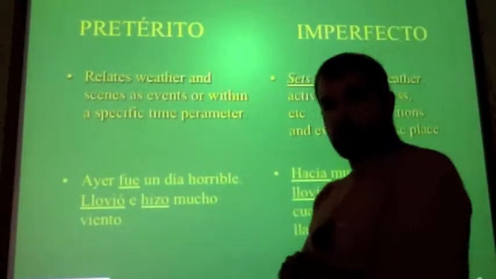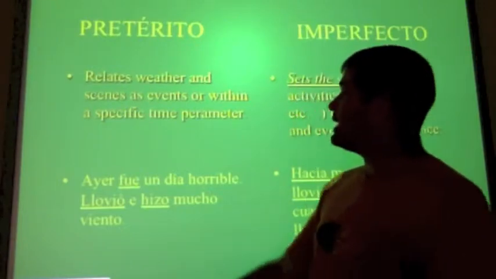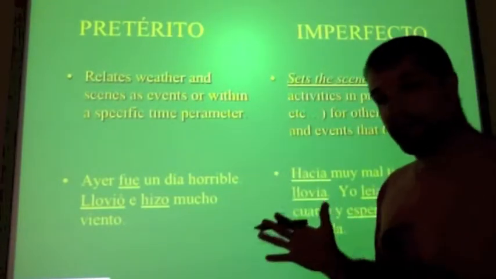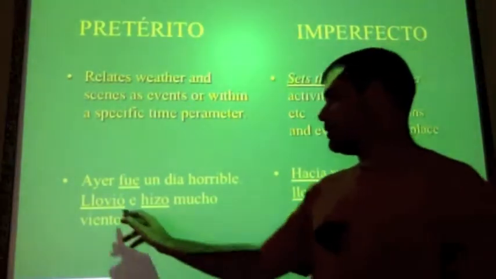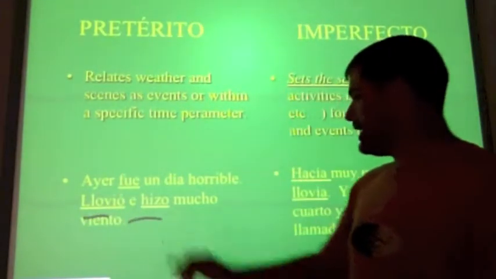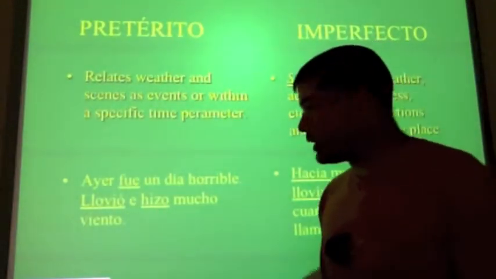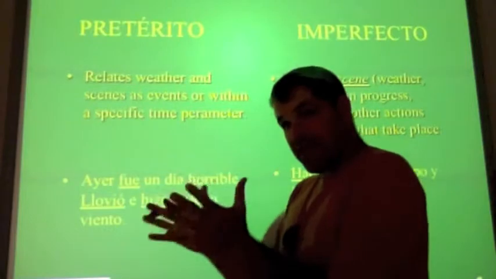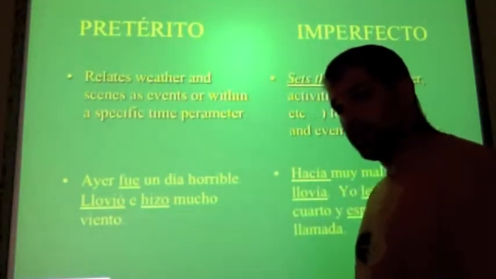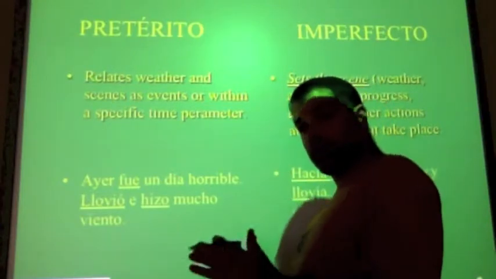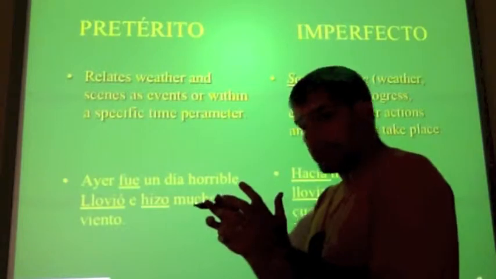All right, other ways we use pretérito. When we relate weather, conditions, or scenes within a specific time parameter. Ayer fue un día horrible. Llovió e hizo mucho viento. So it rained and it was very windy. That day, and we've given closure to it by saying yesterday was a horrible day. So we have closure to it. We're only talking about yesterday. It rained a lot and it was very windy in that specific time period.